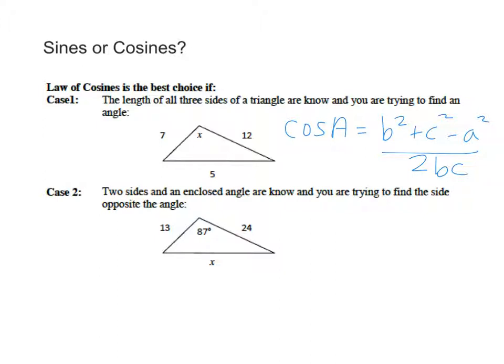Cosine law is also the best choice if two sides and the enclosed angle are known. So you look at this one, you have this side, and where those two sides meet up, you also have that angle. That makes it the enclosed angle. So two sides and the angle in between those two sides that you know, then that's the cosine law. But that's the other form of the cosine law, right? It's a squared equals b squared plus c squared minus 2bc cosine A. So those are the two situations where you would use the cosine law: if you have all three sides, or if you have two sides and the enclosed angle.